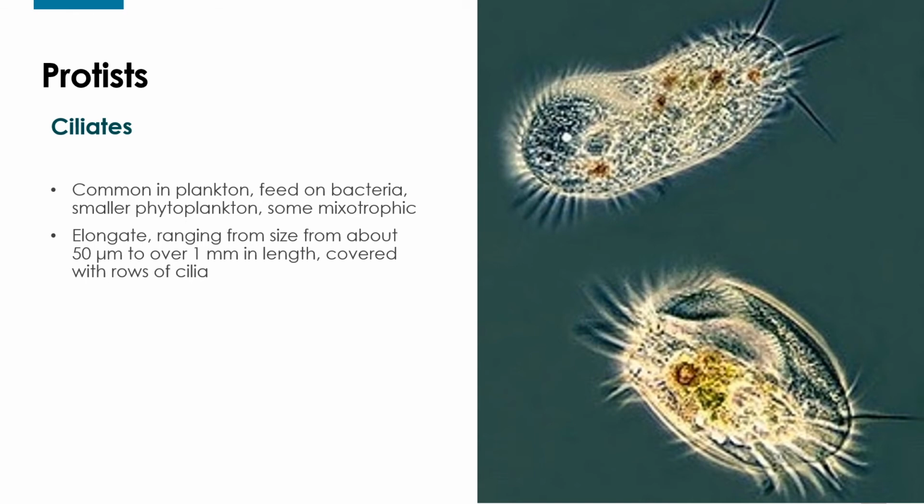And then lastly, we have ciliates. Ciliates are common types of plankton that feed on bacteria and other types of smaller phytoplankton, and so this sometimes makes them mixotrophic. They have more of an elongate body structure, and they range in size from about 50 micrometers to over a millimeter in length. They can be covered in rows of cilia, like you can see in this image here.